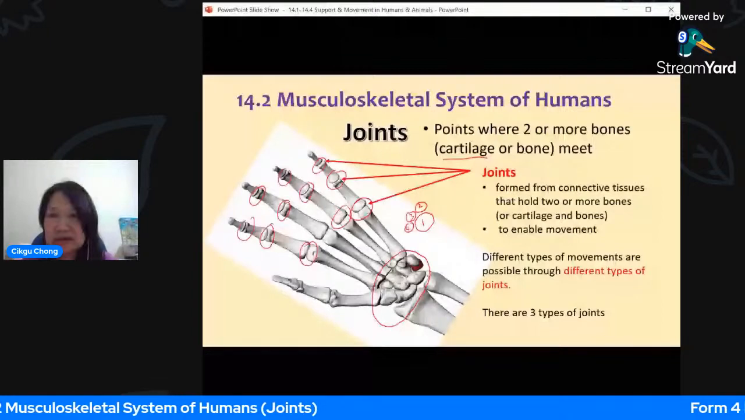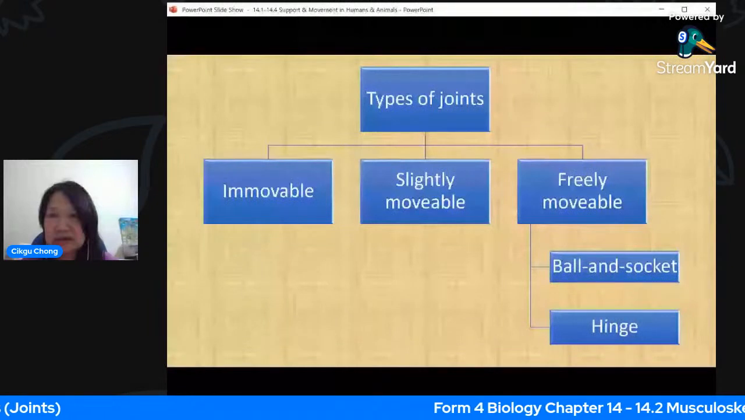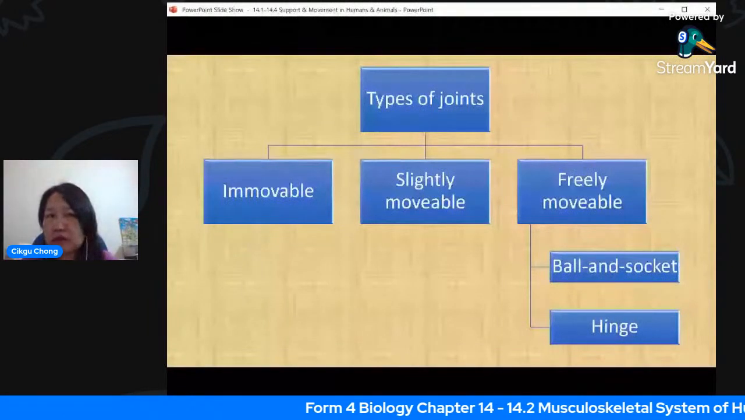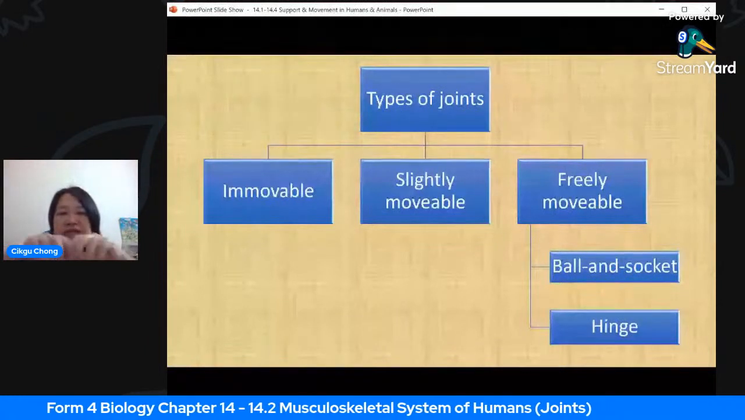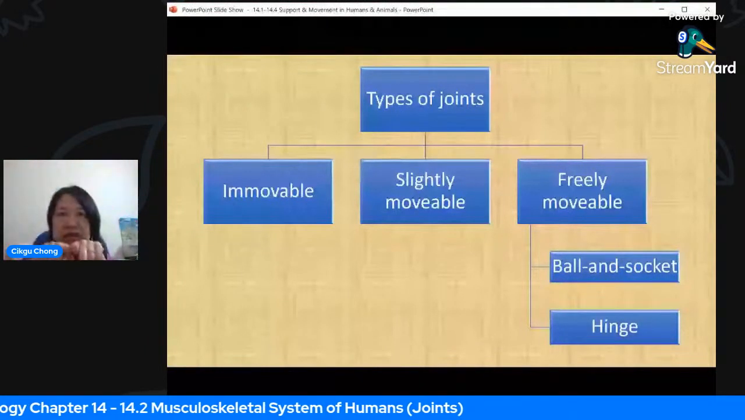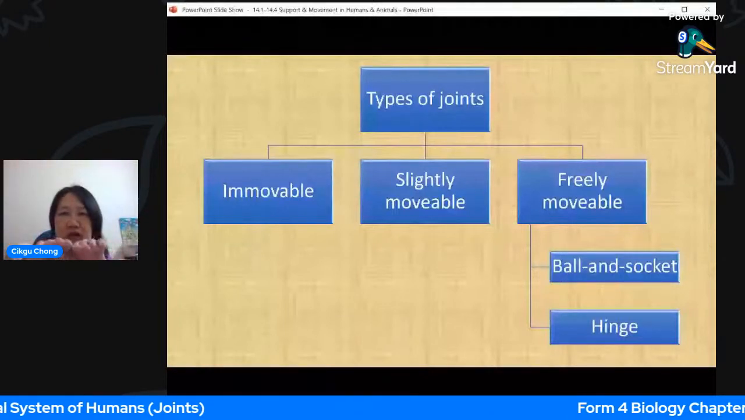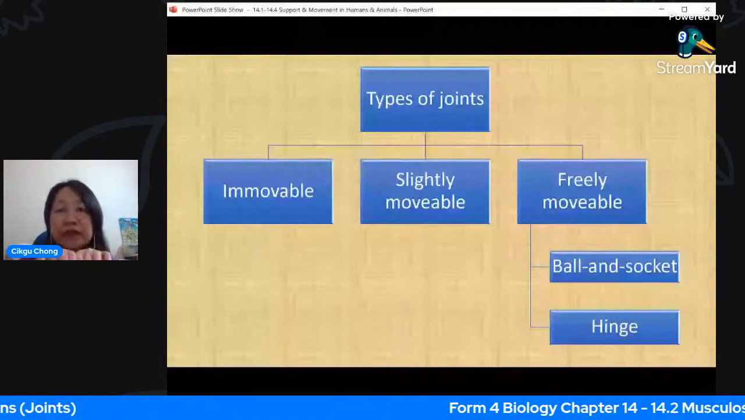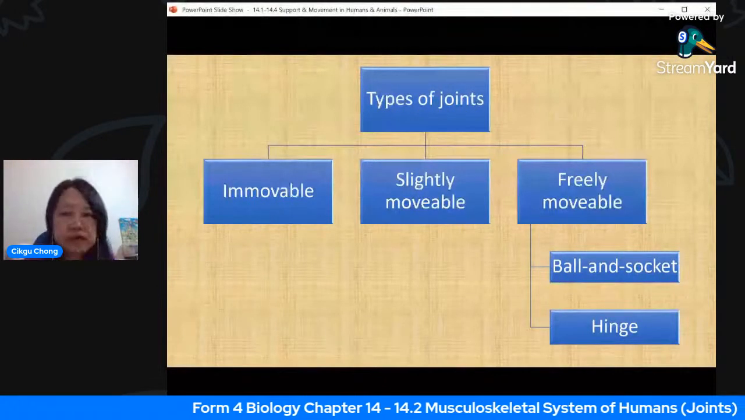There are three types of joints. First is immovable. Immovable means cannot move. There are certain joints that cannot move. That means you have two bones that are more or less joined together. They are fused. Fused means joined together. It's like you put some glue there and stuck the two pieces of bone together. That means it cannot move at all. That is called immovable.